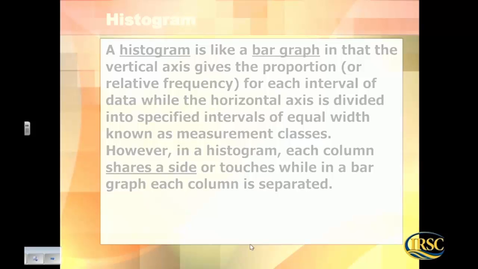And so the height would be the frequency that you're looking at. Again, the last part is that difference. In a histogram, each column shares a side, because they're all touching. So a histogram is like a bar graph where the bars share a side. That's the most important information about the histogram.